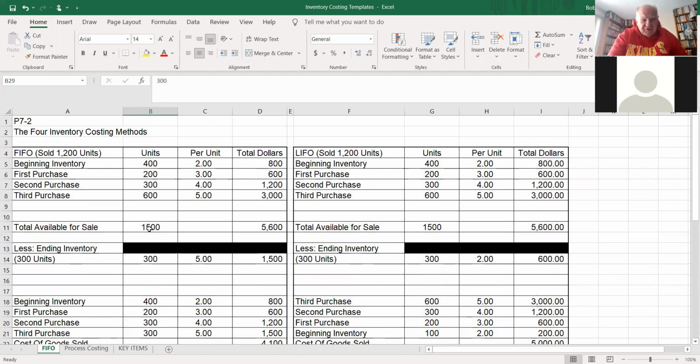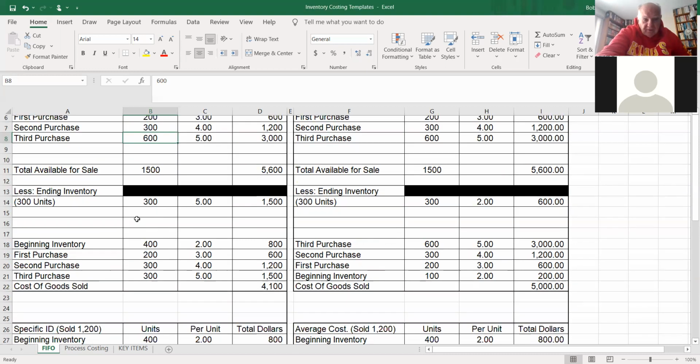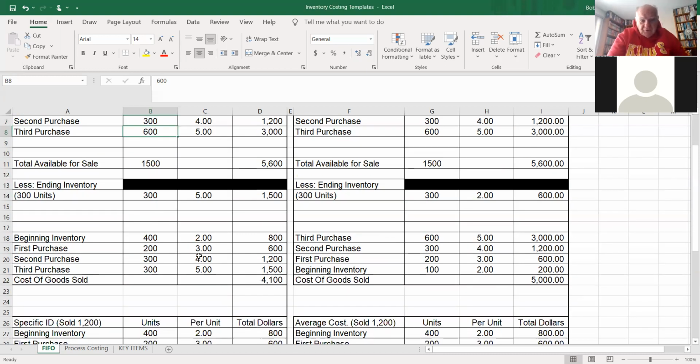Which ones did we sell under FIFO? We sold the 400 first, 400 times 2. We sold the 200, 200 times 3. We needed all of the 300, 300 times 4. So that gives us 4 plus 2 is 6 plus 3 is 9, that's 900. And we only needed 300 out of the most recent to go up to the cost of sales. So our cost of goods sold number here, Derek, is 4,100 after we multiply it out.